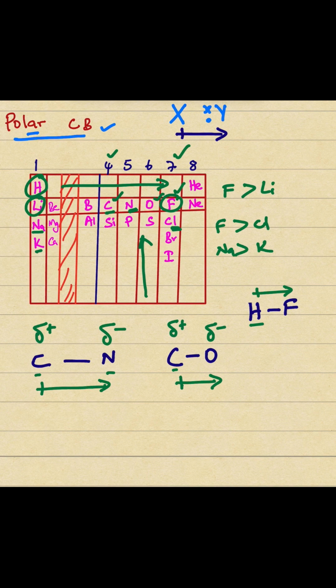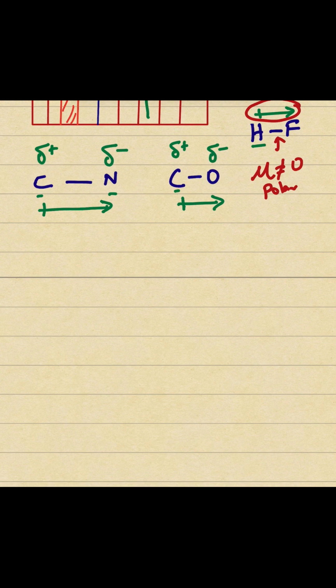Now, if you only have one dipole in the molecule, like this HF has only one bond that's polarized, that means mu, that's called the dipole moment, does not cancel out. So you have a net dipole moment. So you say the dipole moment is not zero, and therefore that molecule will be polar. If you have more than one dipole arrow or more than one bond, then you have to resolve. You have to add all the dipoles to see if the result is 0 or not.